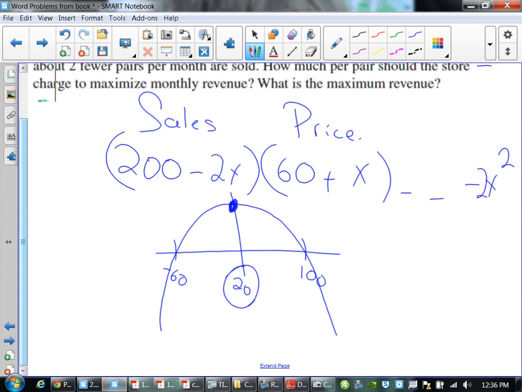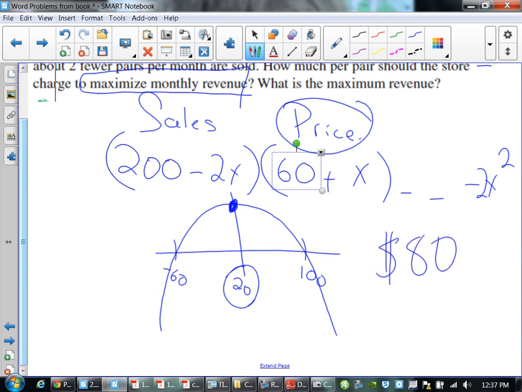What's the price you're going to sell that at? Would you just put 20 first? Yep, that's it. So what do you charge to maximize your revenue? My maximum value is going to occur when x is 20. So if x is 20, I substitute in for just the price part. What's 60 plus 20? 80 bucks. If I sell the shoes for 80 bucks, I will make the most money.